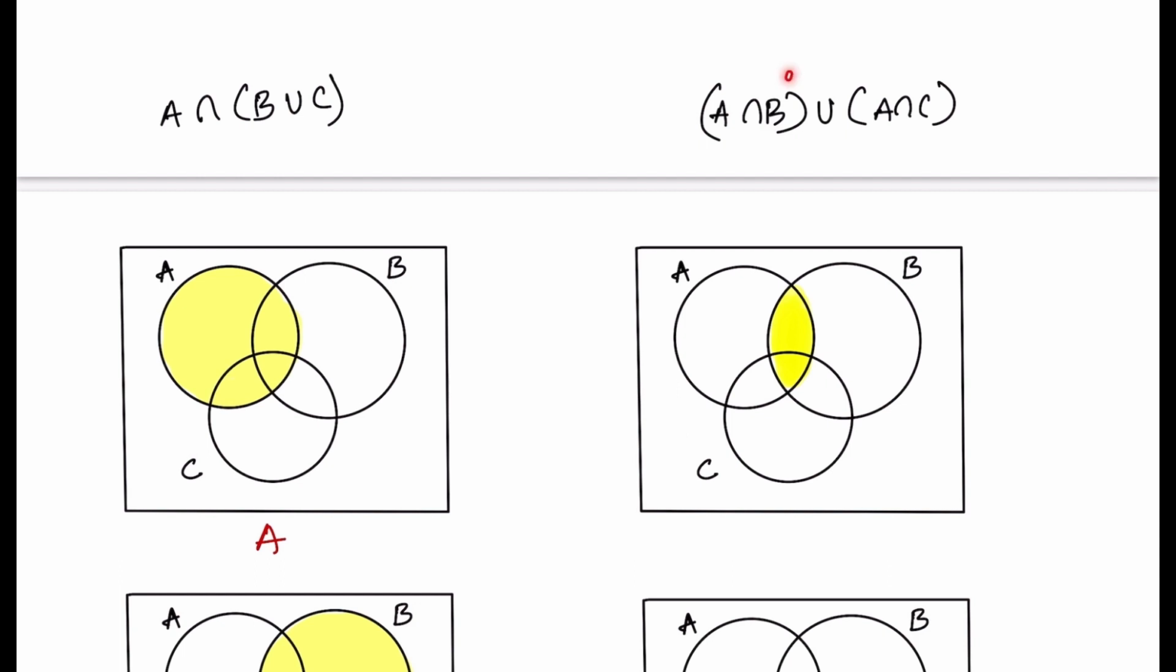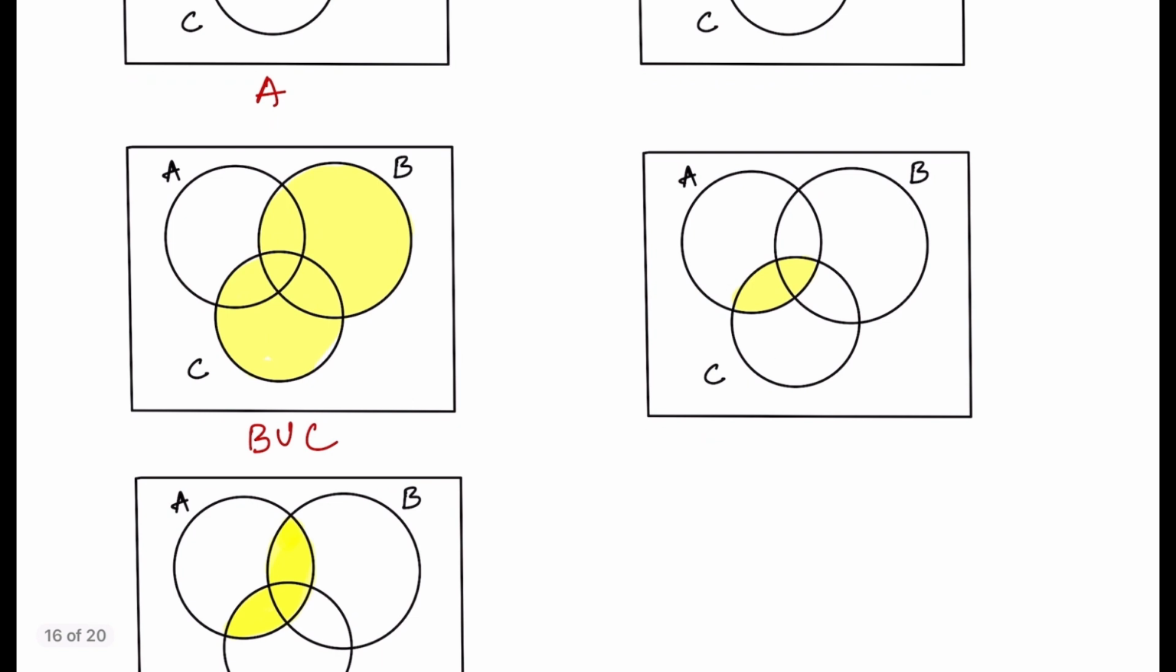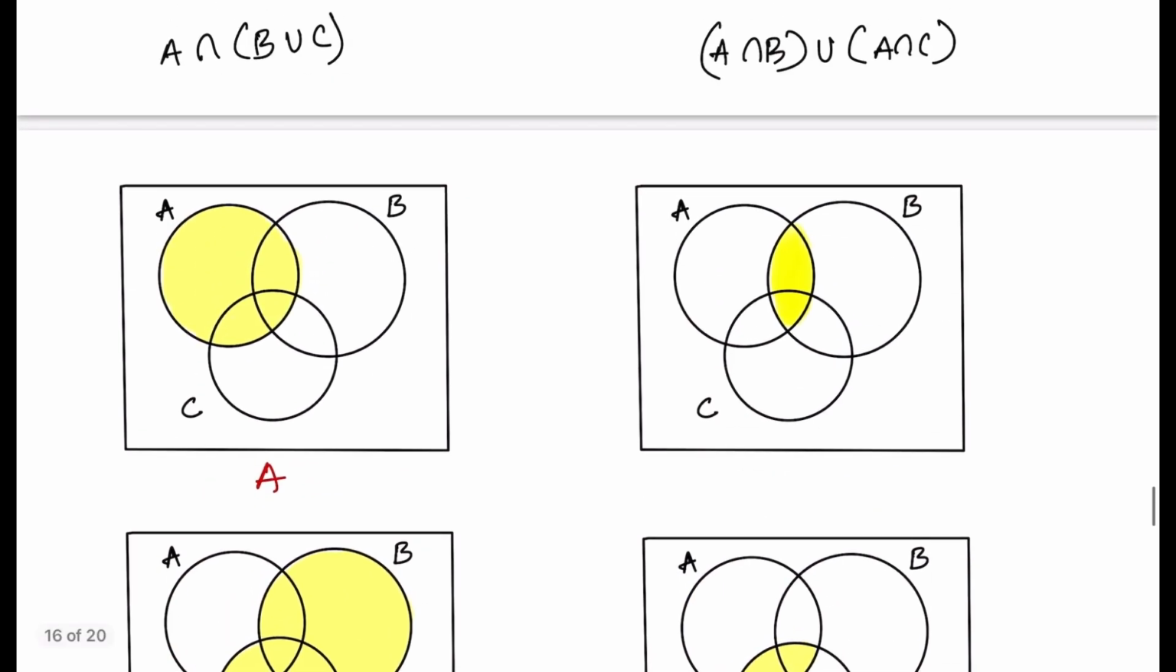So we have to shade the region for A intersection B and A intersection C to get the union of these two. In union we basically shade the region for both of them. Like if we are going to shade the region for A union B, we shade the region for A as well as B, both. Similarly, union is there between these two, that means we have to shade the region for this as well as this, both.